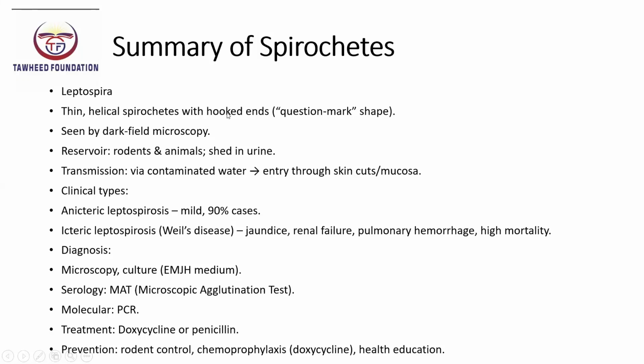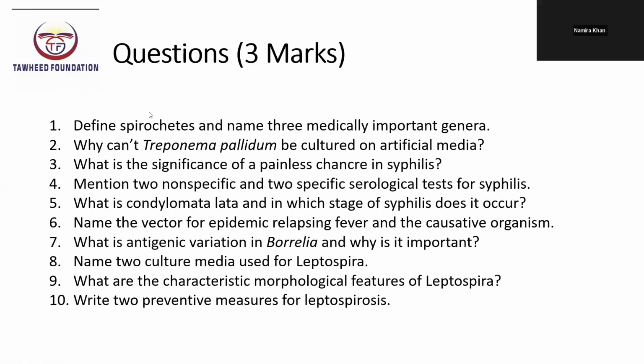So for questions, 3 mark questions. First, define spirochetes and name 3 medically important genera. Second, why can't Treponema pallidum be cultured on artificial media? Third, what is the significance of a painless chancre in syphilis? Fourth, mention two non-specific and two specific serological tests for syphilis. Fifth, what is condylomata lata and in which stage of syphilis does it occur?